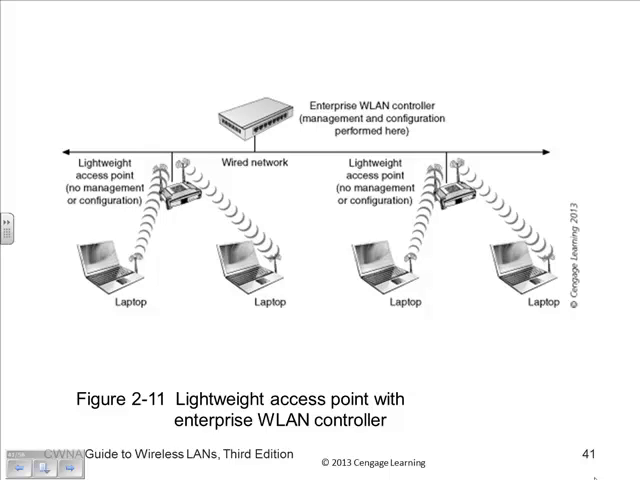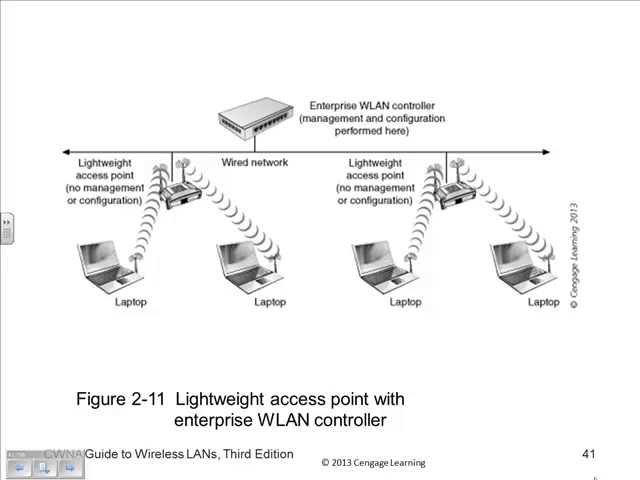This is just a diagram of how it would be. We've got the WLAN controller up here, where we put all of our configurations, which gets sent to the lightweight access points, and then the laptops connect to it. The lightweight access points and the wireless LAN controller are all connected to your wired infrastructure. Again, I keep saying that.